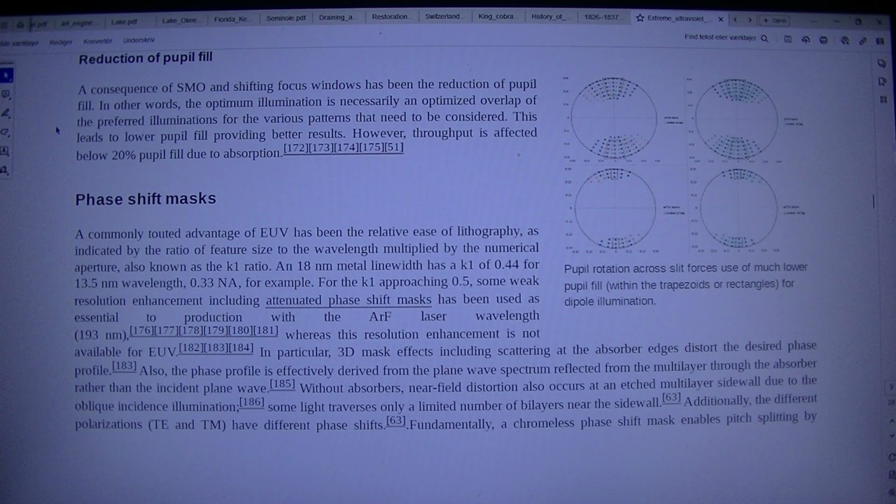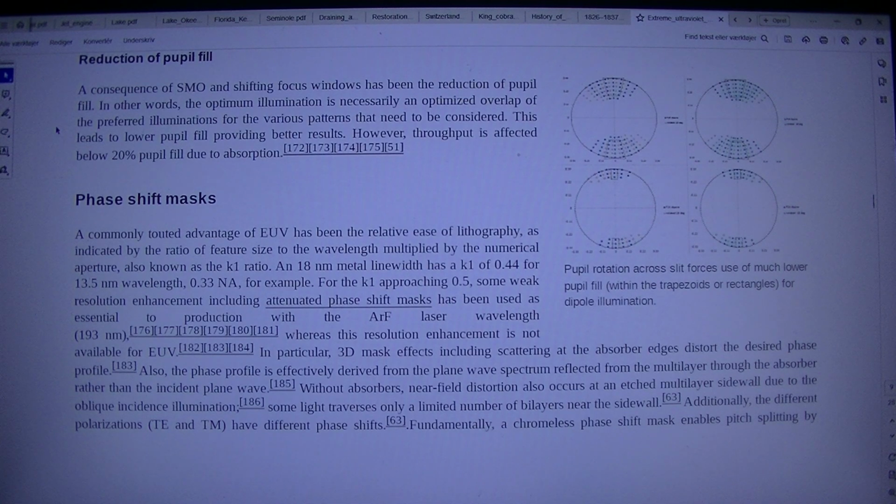Phase shift masks. A commonly touted advantage of EUV has been the relative ease of lithography, as indicated by the ratio of feature size to the wavelength multiplied by the numerical aperture, also known as the K1 ratio. An 18 nm metal line width has a K1 of 0.444 at 13.5 nm wavelength, 0.33 NA, for example.